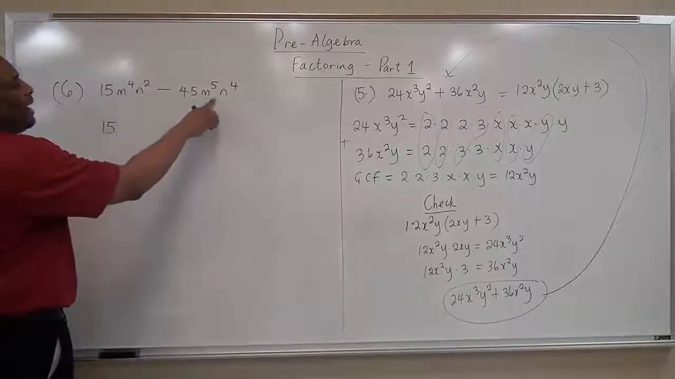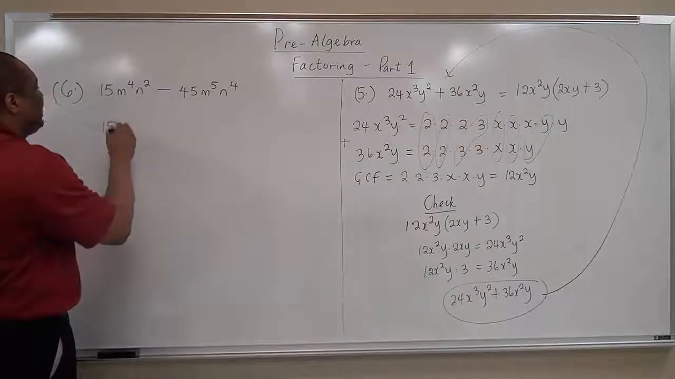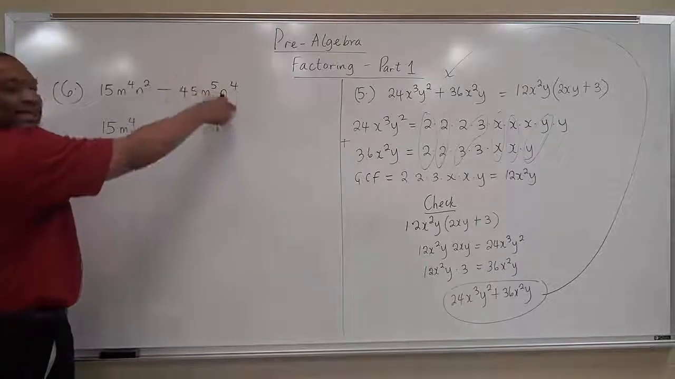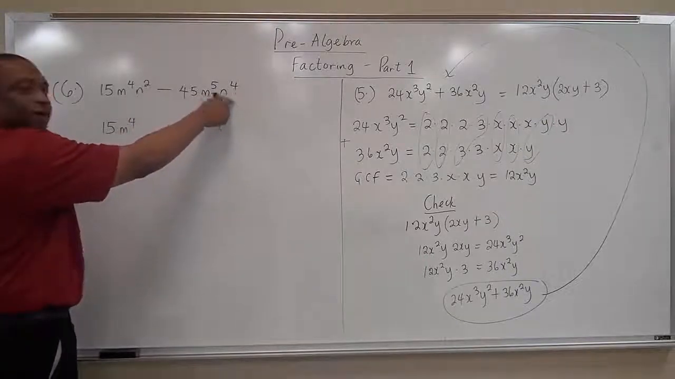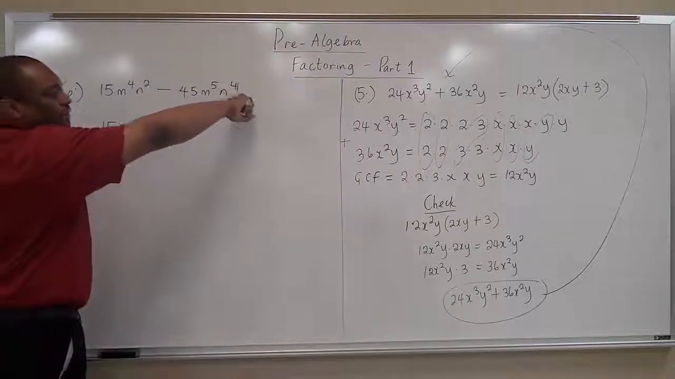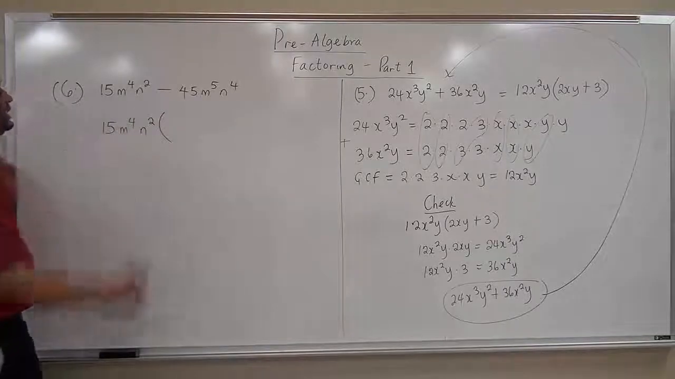Then m⁴, m⁵. m⁴ is included in m⁵, so the GCF will be m⁴. Then n², n⁴. n² is a factor of n², and it's also a factor of n⁴. So this is n². So this will be the GCF right away.